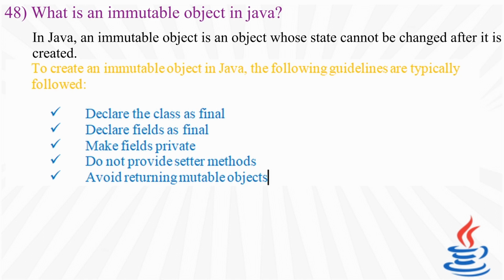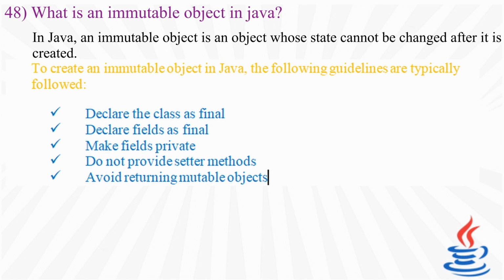Next question is, what is an immutable object in Java? In Java, an immutable object is an object whose state cannot be changed after it is created. Once an immutable object is created, its internal state remains fixed for the lifetime of the object, and any attempt to modify it will result in a new object being created with the updated state. So, to create an immutable object in Java, the following guidelines are typically followed.